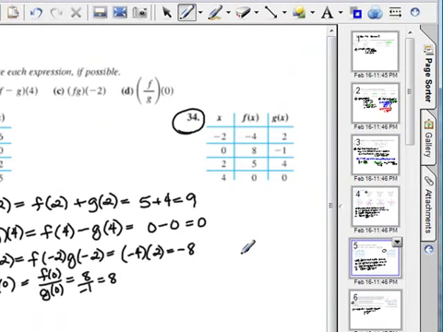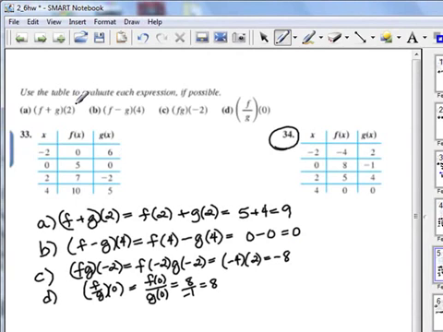Now you should also be able to do this from a table perspective. So for number 34, we're asked to find f plus g of 2, f minus g of 4, f times g of negative 2, and f over g of 0. So the sum, f plus g of 2, means to do f of 2 plus g of 2. So what does f of 2 mean? We find 2 in our x. F of 2 is 5. That's what I have here. Plus g of 2, which is 4. So 5 plus 4 is 9.